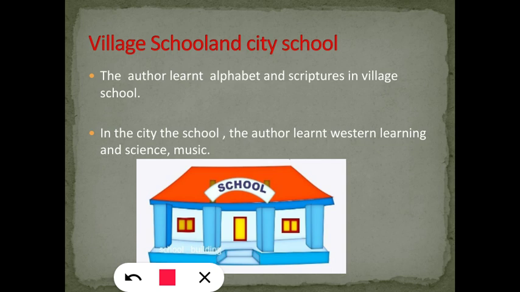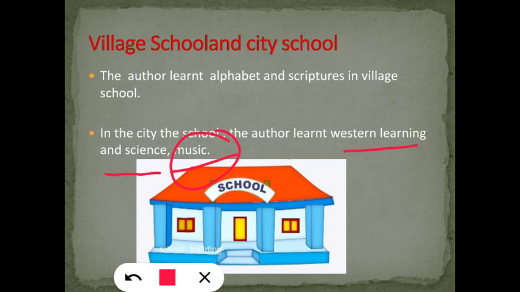Now, in village school, the author learned the alphabet and scriptures. Remember. Now, what was the difference in the city school? The author learned Western learning, remember, science and music. Now, this is an important point here. Grandmother hated music. Remember, important point.